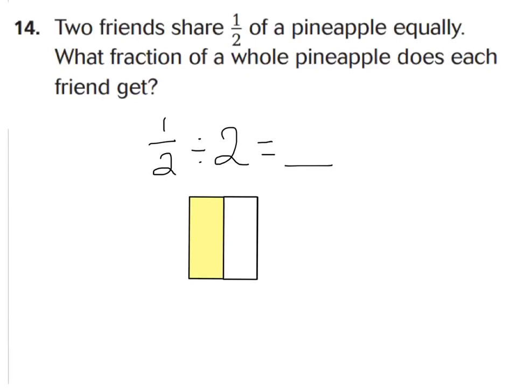Okay, here's an example of what my pineapple would look like. We have 1/2 of a pineapple right here, and we're going to share it among 2 friends. So I'm just going to divide it in half, right down the middle horizontally. And now if we had 1/2 divided into 2 parts, what fraction of the whole would each friend get? Well, one friend would get this fraction and the other friend would get that fraction. So each of those fractions would be 1/4 of a whole.